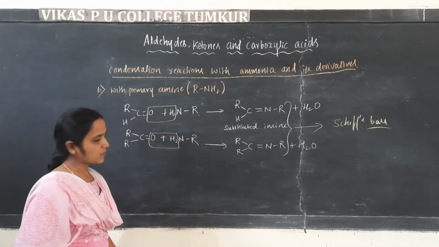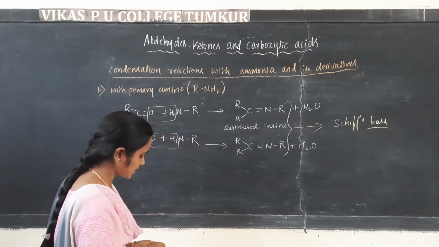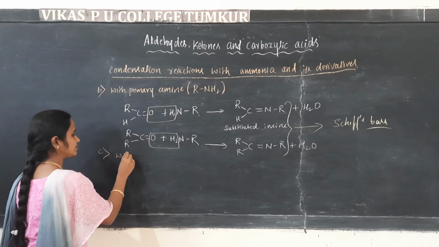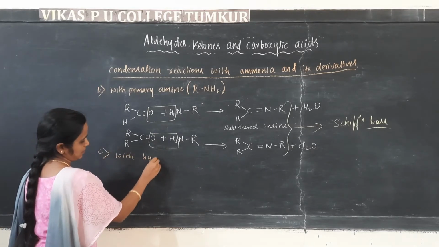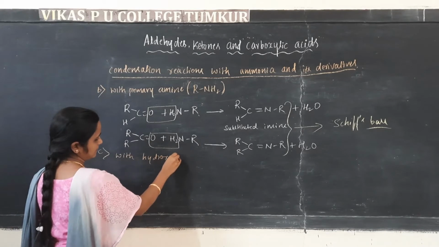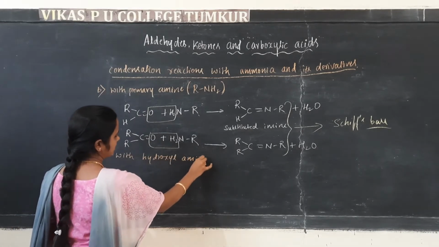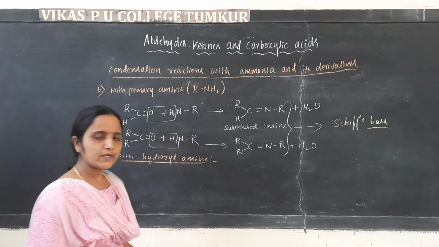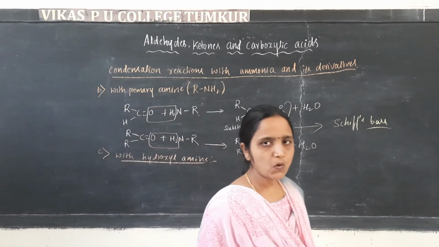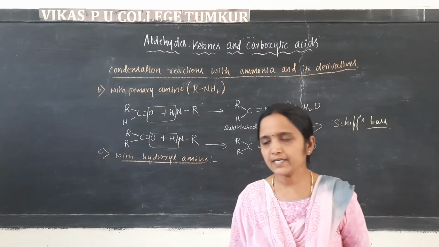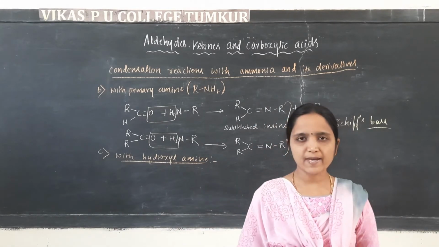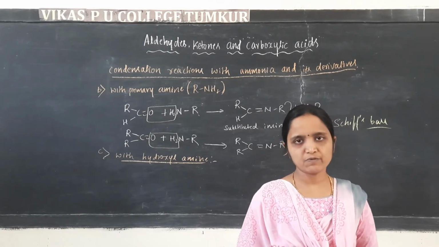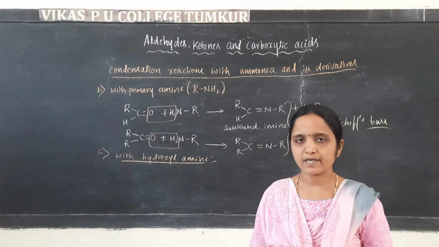This was about the reaction with primary amine. Next we will discuss the reaction with hydroxylamine. Here with the hydroxylamine, what happens? The aldehydes or ketones react with the hydroxylamine and form a respective oxime.